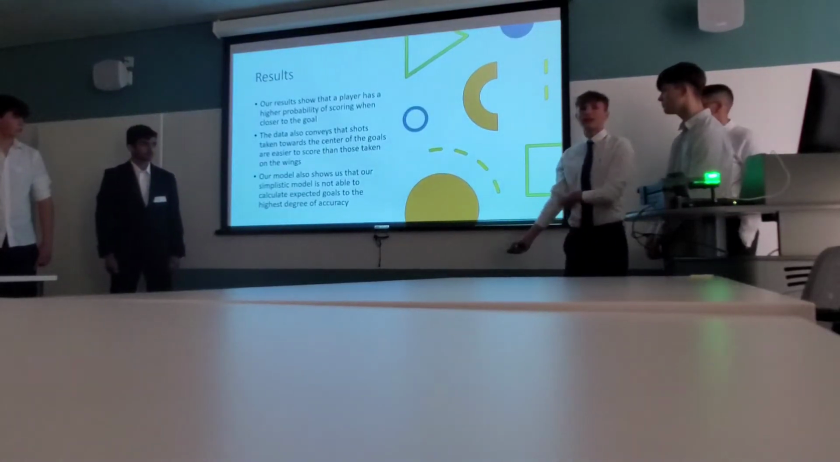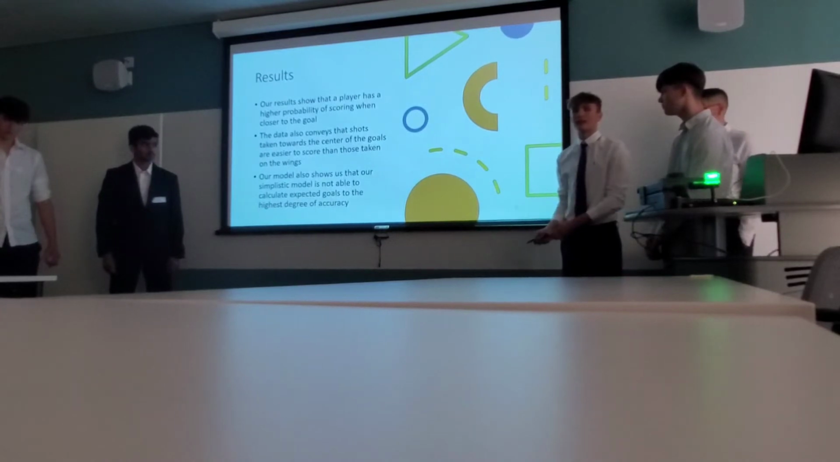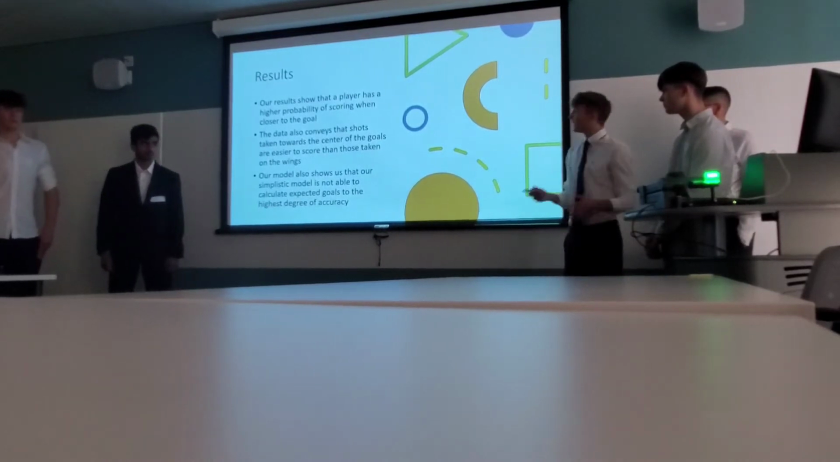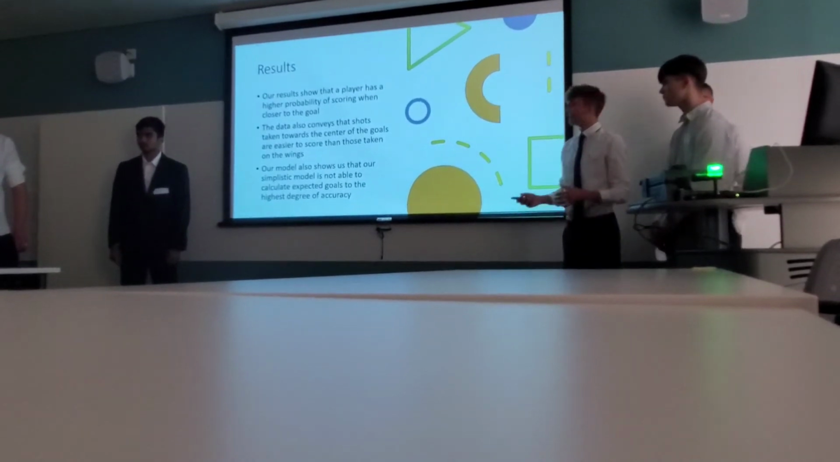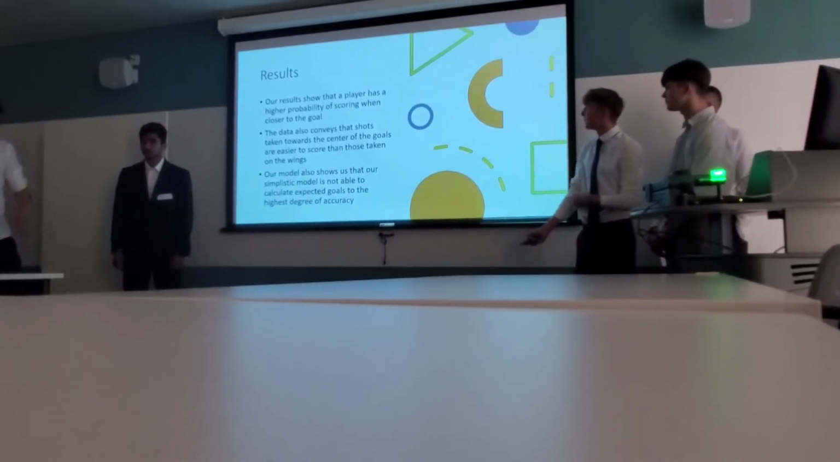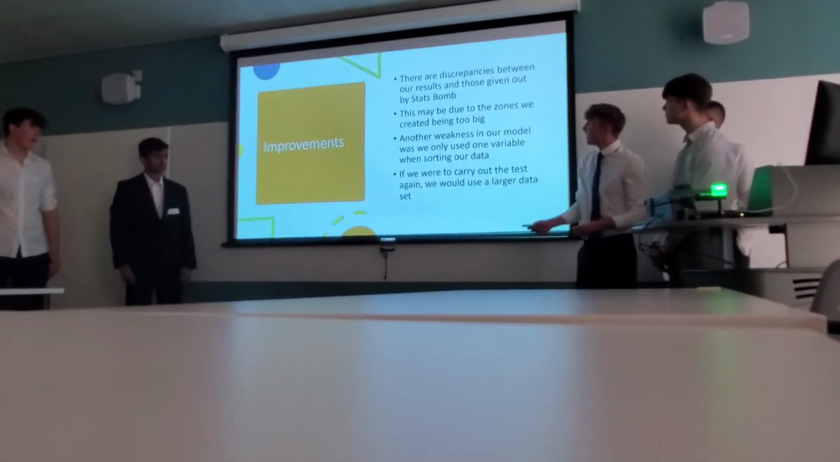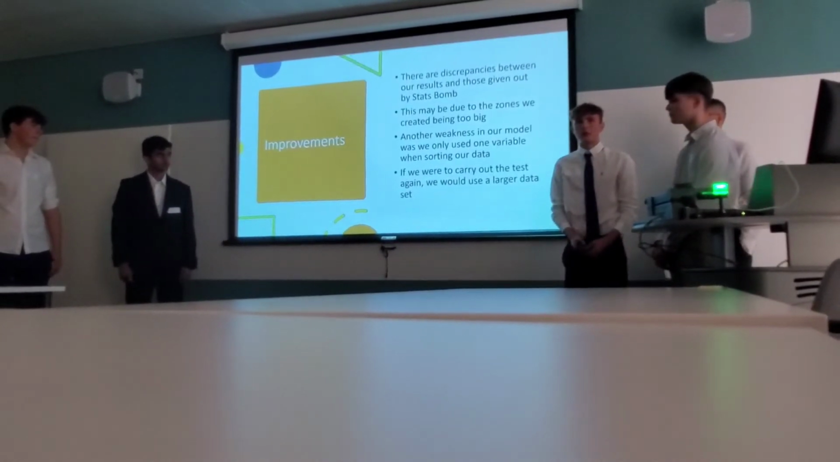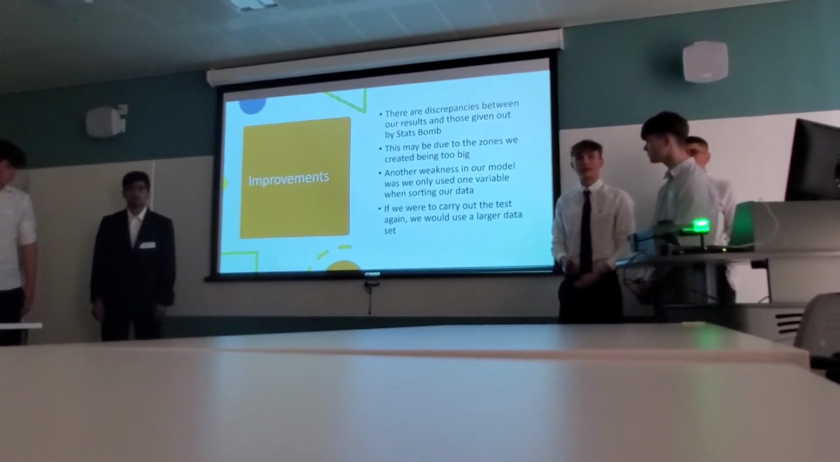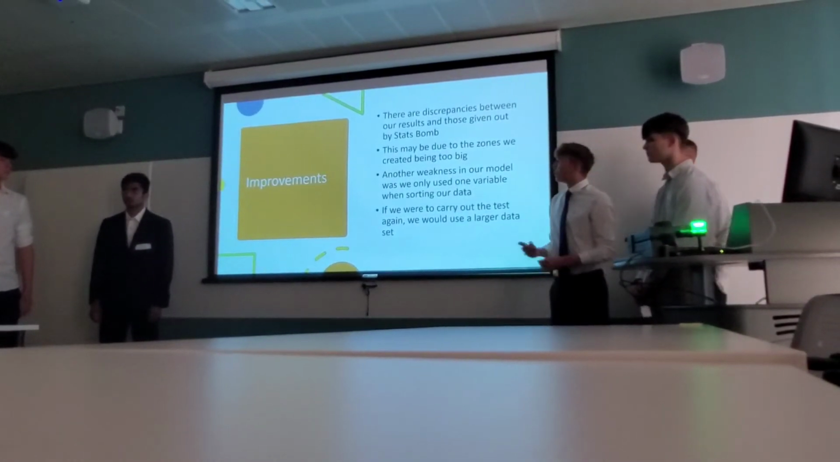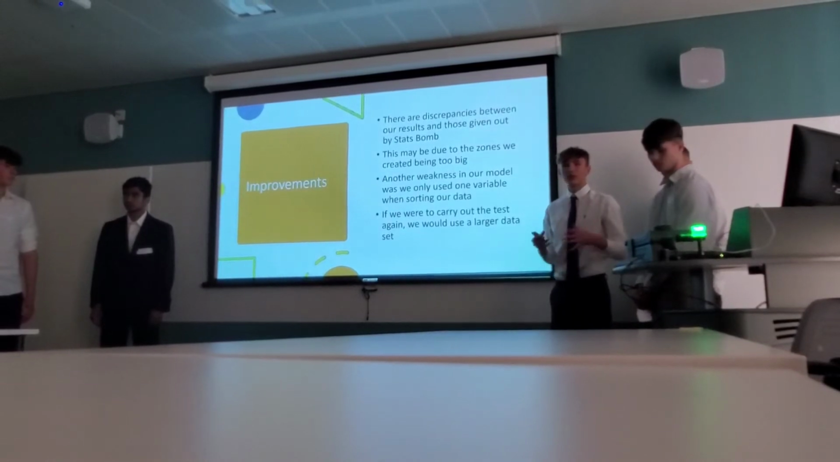The results can also tell us that our model is quite simplistic, and there are differences between our results and the ones found in the StatsBomb XG. So this leads me on to, if we were to redo the project, there are some improvements we would like to make to our model to try and reduce the gap between our results and the results that were found by the StatsBomb XG. One way we thought about doing this would be to make the zones smaller.